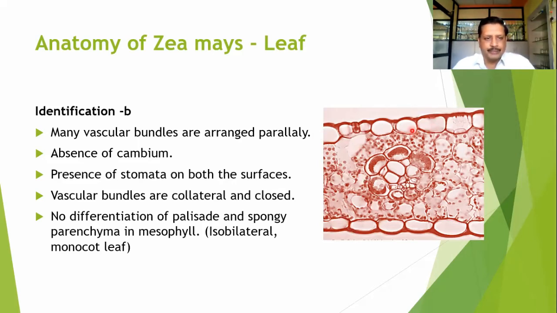The trichomes may be present on both the surfaces. Vascular bundles are collateral and closed. There is no differentiation of palisade and spongy parenchyma in the mesophyll, that is the isobilateral monocot leaf, and because of that the palisade tissue doesn't recognize all the cells. They may be polygonal or spherical cells. They have chlorophyll, and these are called chlorophyllous cells or mesophyll cells.